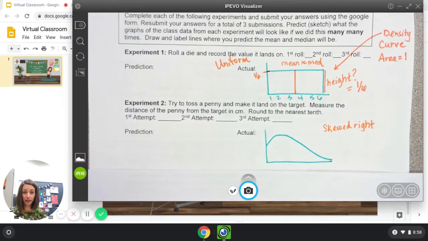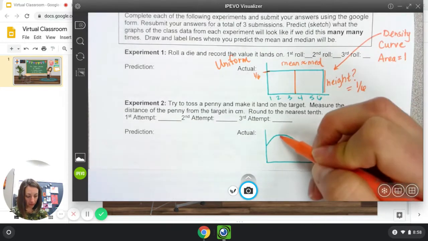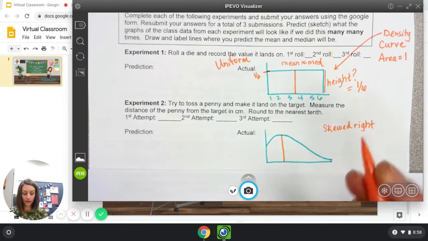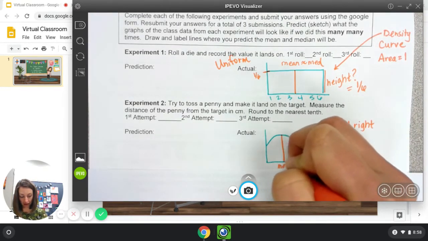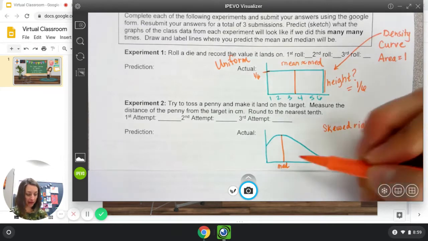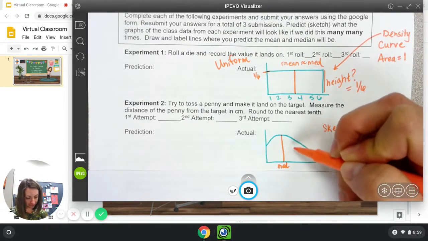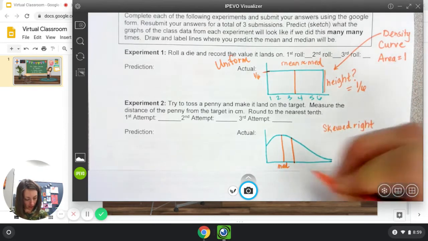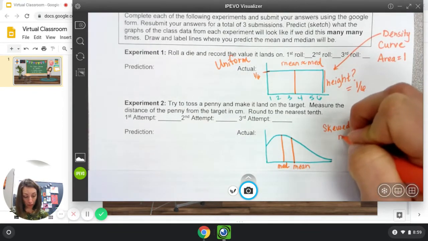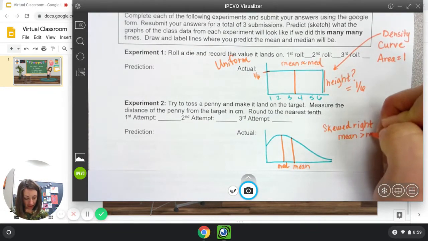We started this discussion already. How do our mean and median compare in a skewed right distribution? So our median would be somewhere in the middle point where the area on each side is the same. And then your mean is going to be pulled towards that tail. We have those high outliers out here, those people who are really bad at tossing their penny and it was 100 centimeters away, or inches, 100 inches away. That's going to pull your mean up that direction. So in a skewed right distribution, your mean is always larger than your median.